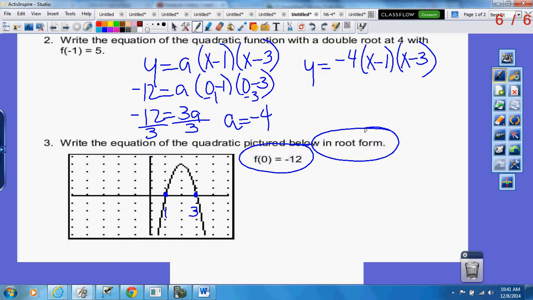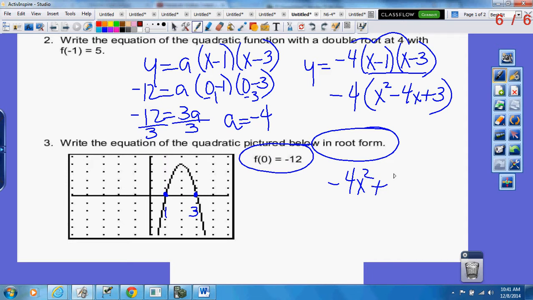Now, what I just want to show you right now is what if it asks for standard form. You would just distribute these numbers. If I distribute these two, I'm going to have x squared minus 4x plus 3. And then I will multiply everything by negative 4, which would give me negative 4x squared plus 16x minus 12, if they ask for it in standard form. So just make sure you don't get confused of how to take it from one form to the other.